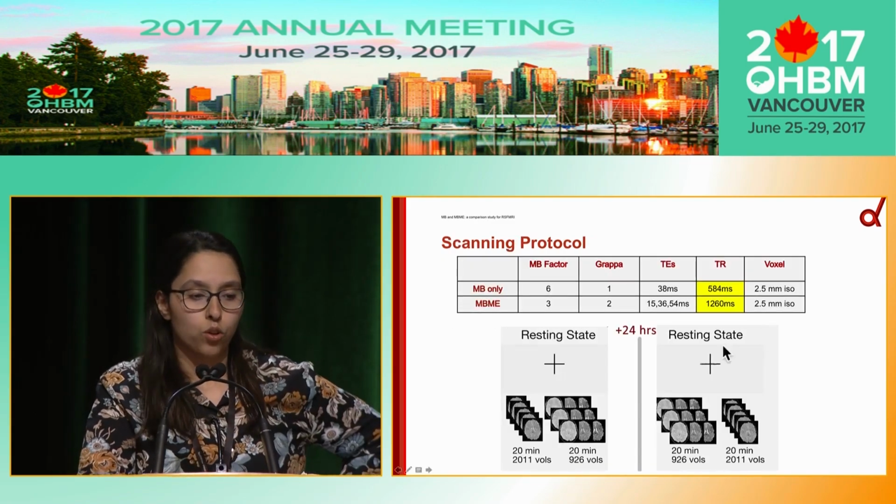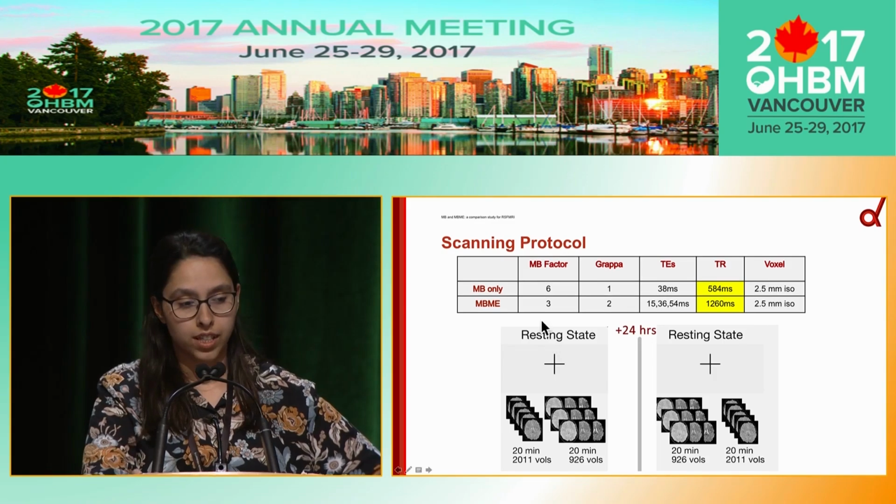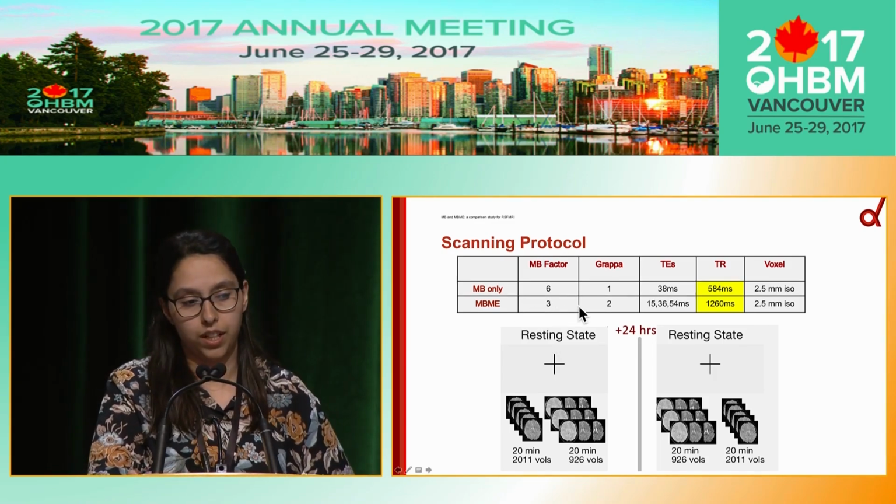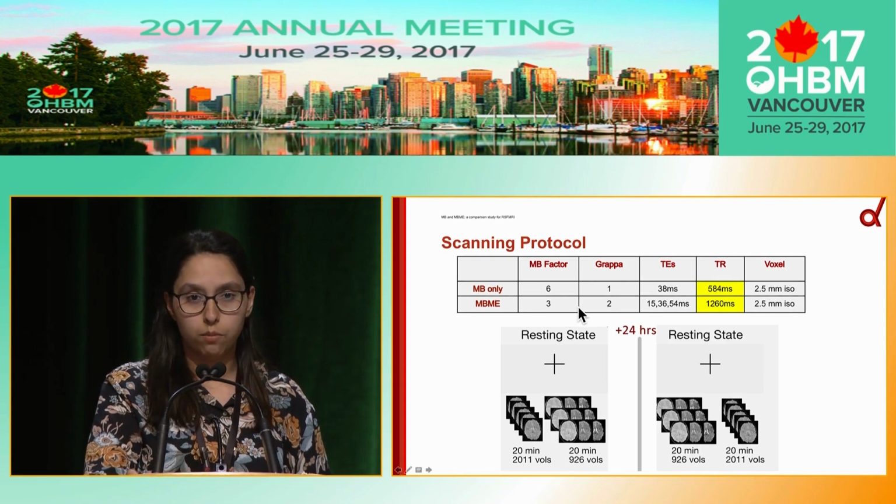A bit on the scanning protocol that we use: we use an acceleration factor of 6 for multiband, and we use the same acceleration factor for multiband multi-echo, to have a similar comparison between the two different sequences.